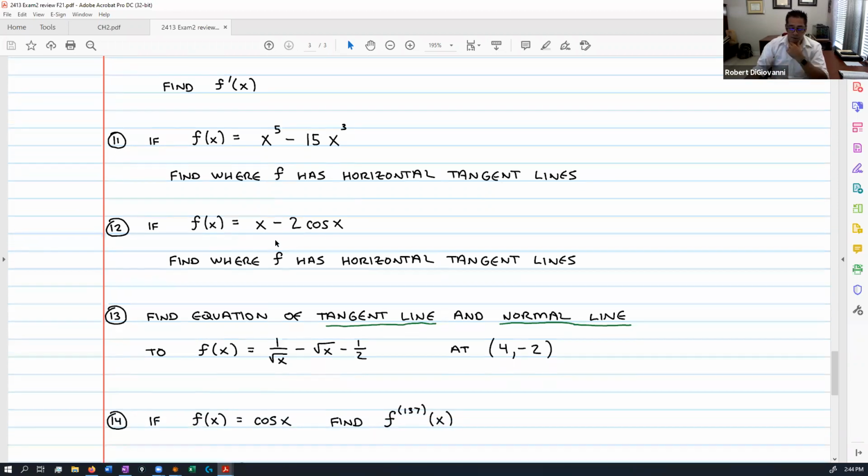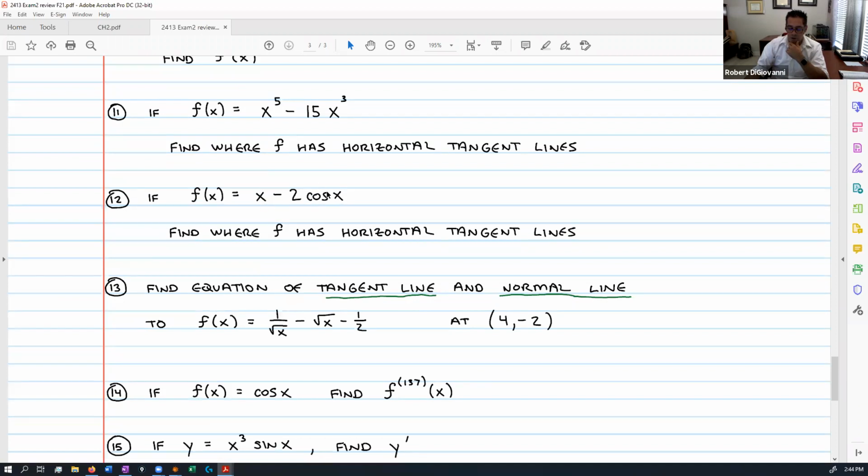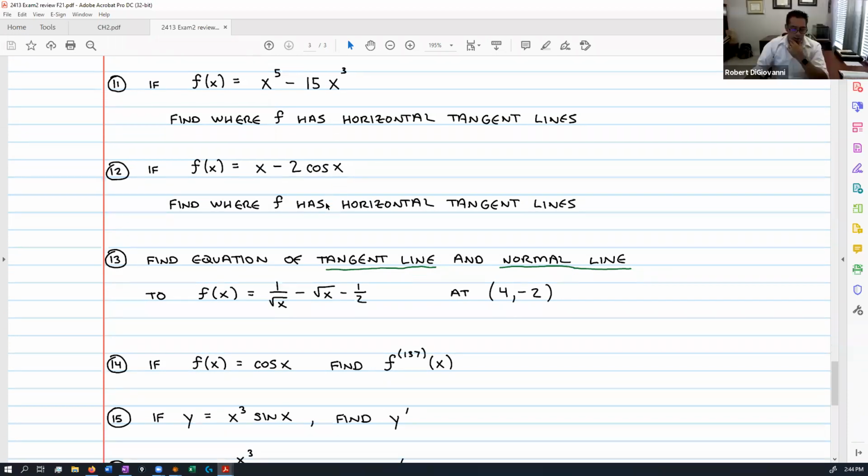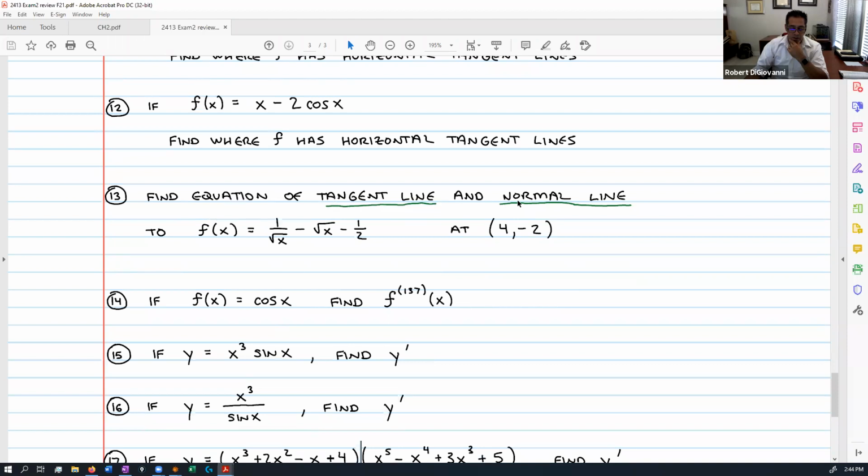12 is the same thing, but it's harder. There was a problem like this in your homework also, because you have to solve a trig equation, and there's an infinite number of solutions to this. This goes back to pre-cal. And let's see, this one: find the equation of the tangent line and the normal line. So I give you a function and a point, and you find the equation of those 2 lines. We talked at the beginning of class about what a tangent and normal are.